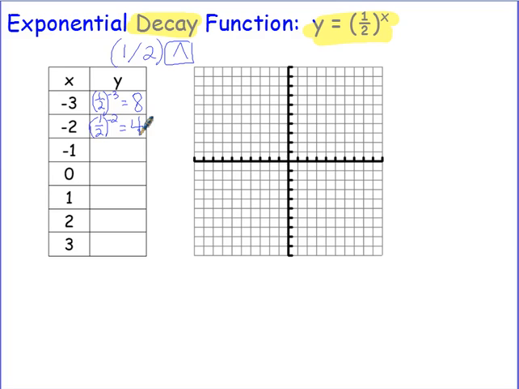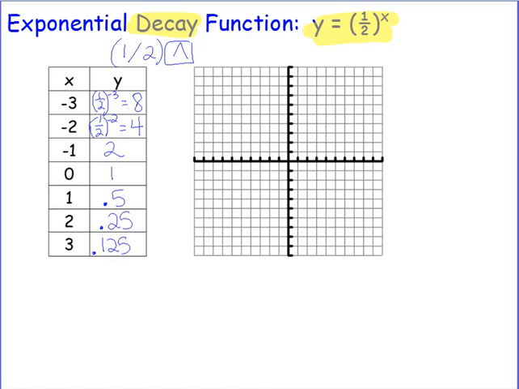Okay, so let's see what answers you got. When you did 1/2 to the power of -1, you should have gotten 2. When you did 1/2 to the power of 0, you should have gotten 1. 1/2 to the power of 1, you should have gotten 0.5. 1/2 to the power of 2, you should have gotten 0.25. And finally, 1/2 to the power of 3, you should have gotten 0.125.